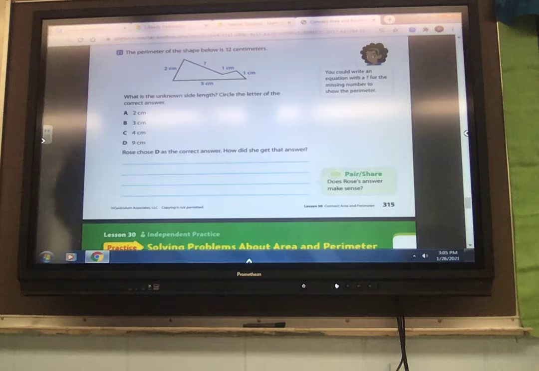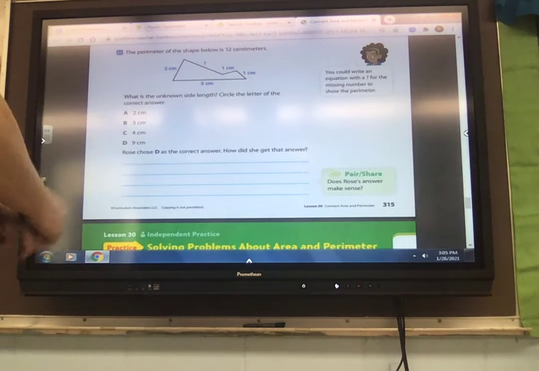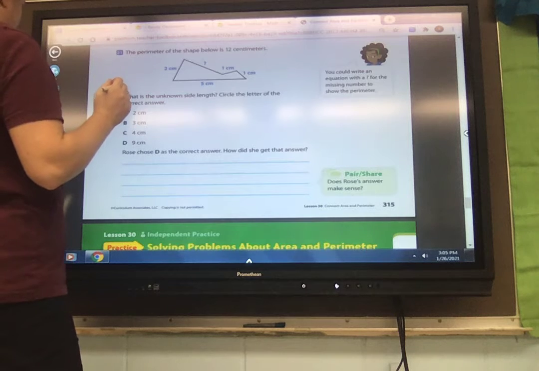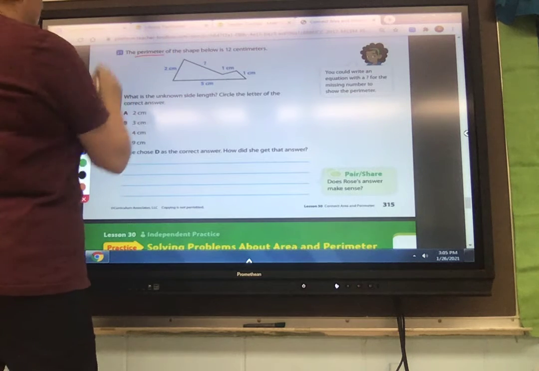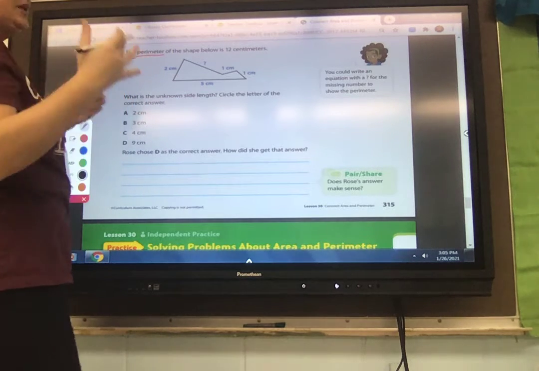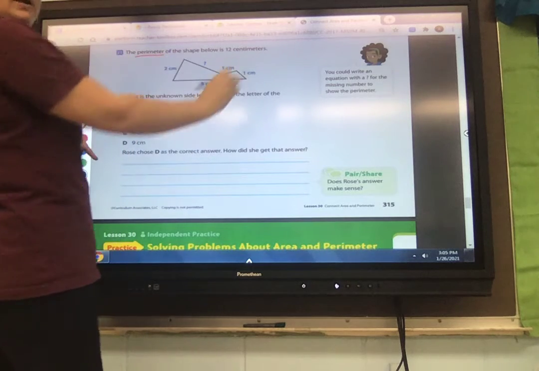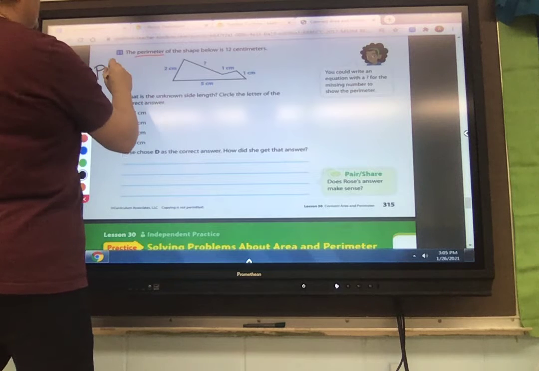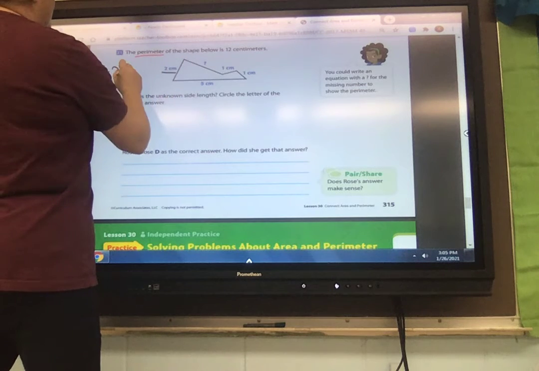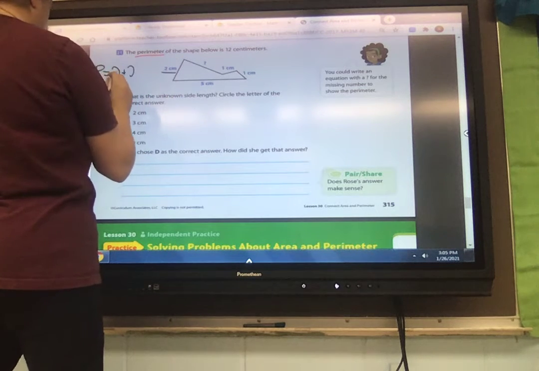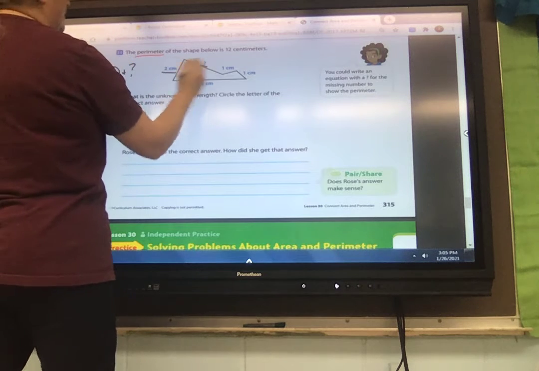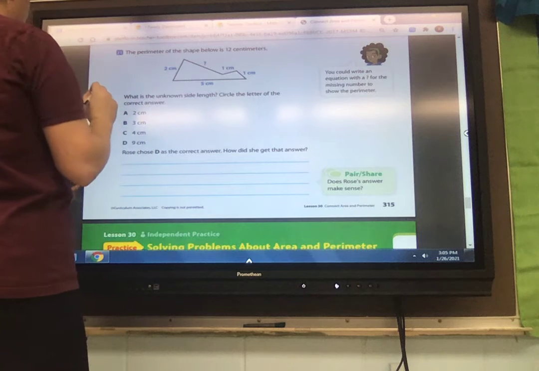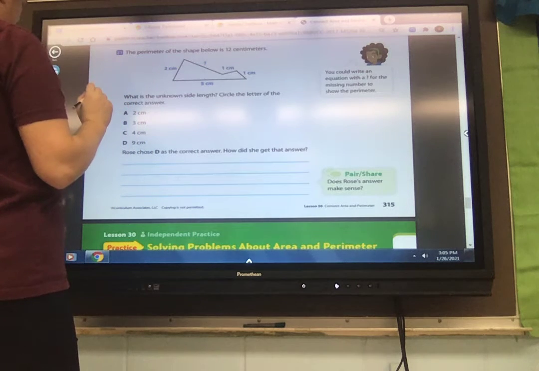All right, the perimeter of the shape below is 12 centimeters. So we already know that perimeter is 12. That means when I add my numbers up, it should equal 12. So let's walk around our shape and add our numbers. P equals 2 plus question mark plus 1. Well, I want to slide this over. Hang on, let me redo this.